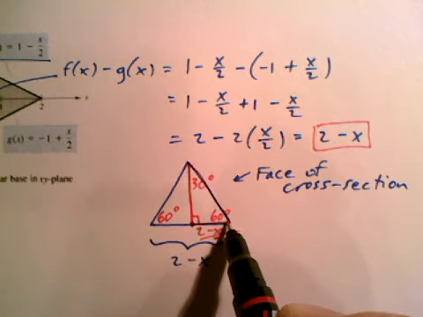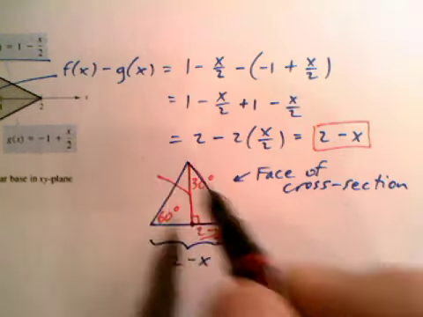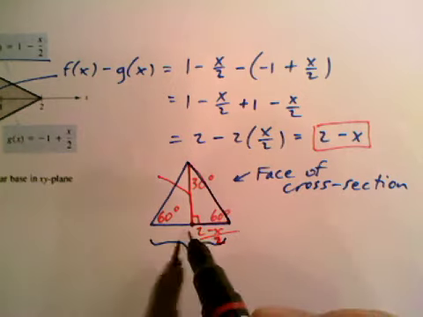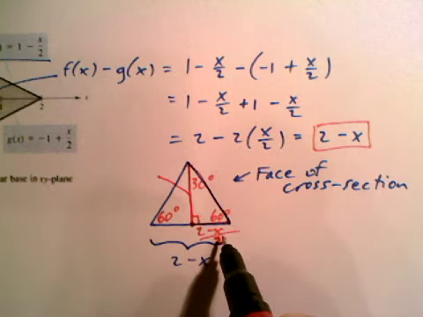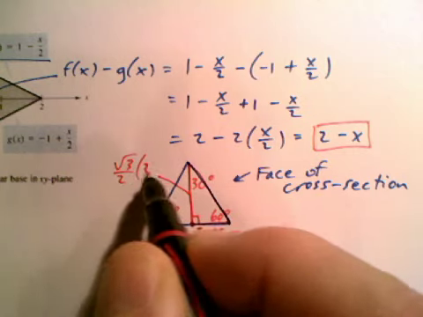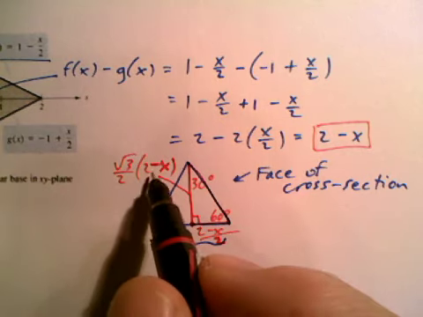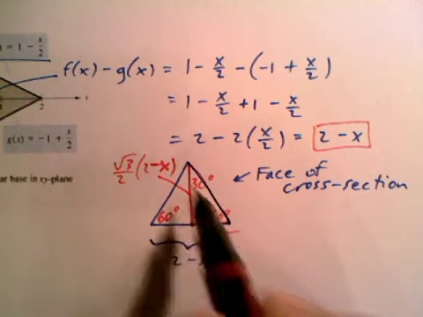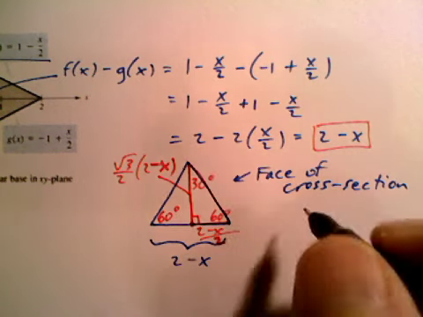This leg right here, opposite the smallest angle, is going to be the shorter leg. When you multiply the shorter leg by radical 3, you get the length of the longer leg. So the longer leg, which is the height of the triangle, which is what we need, is, let's see, the easiest way to write this would be radical 3 times this whole thing, but I'm going to bring that 2 out there. I'm going to write it as 2 minus x. So we've got radical 3 over 2 multiplied by the quantity 2 minus x. That's the height. And so now we can find the area of the face.